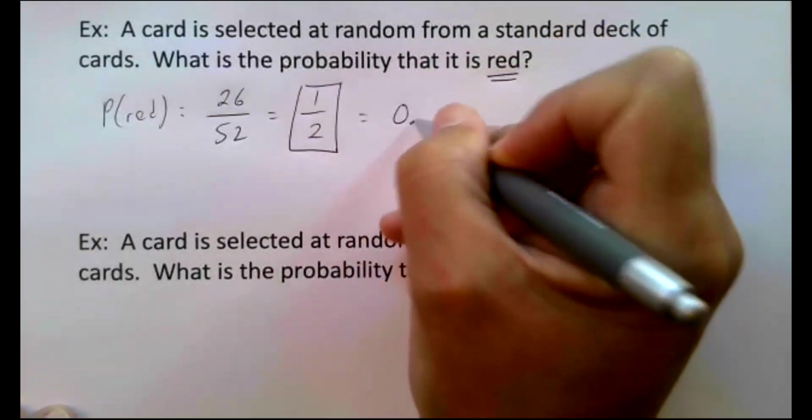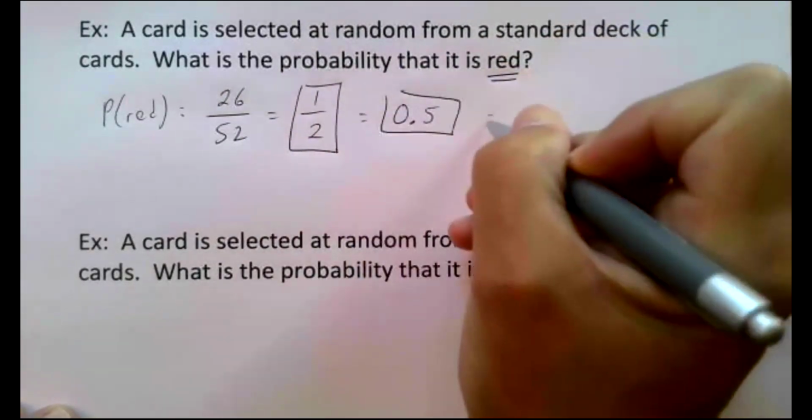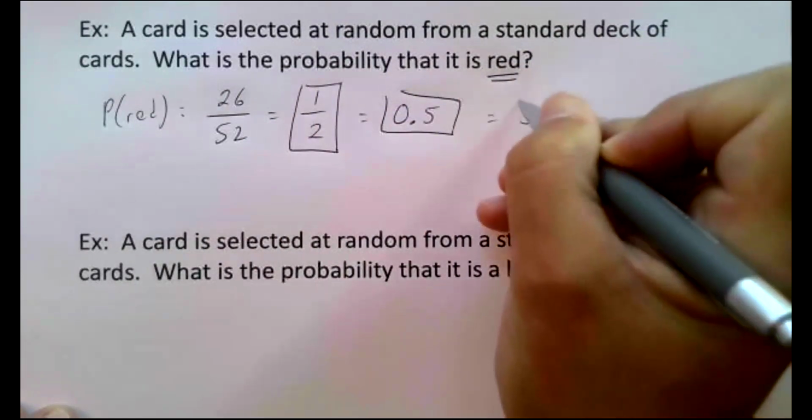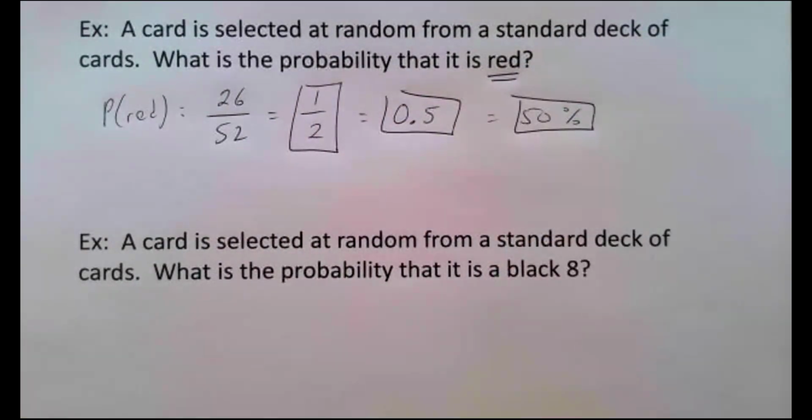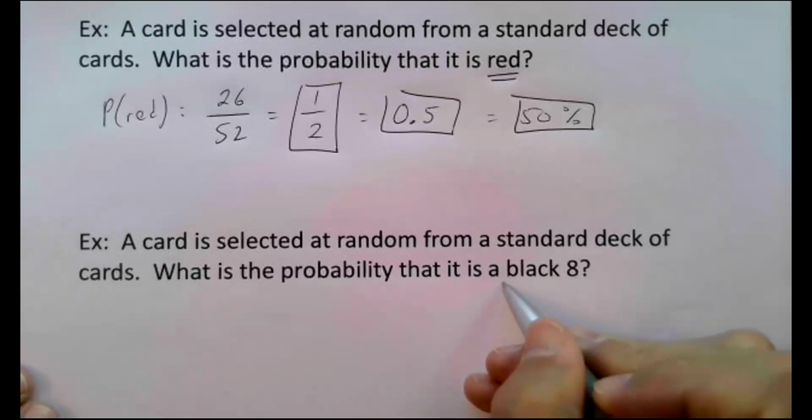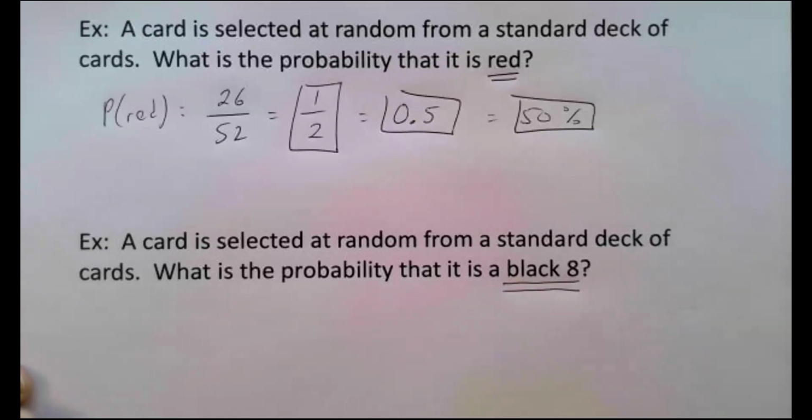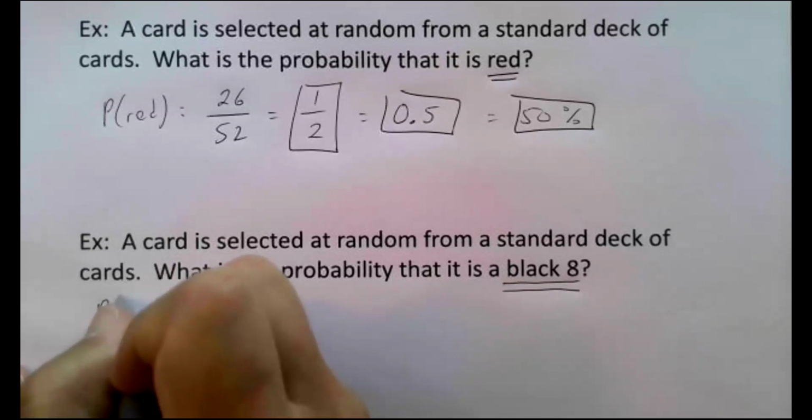We've done this earlier today also. That is 0.5 or 50%. Next one's a little bit harder. The next one says, what's the probability that that random card you pick would be a black 8?